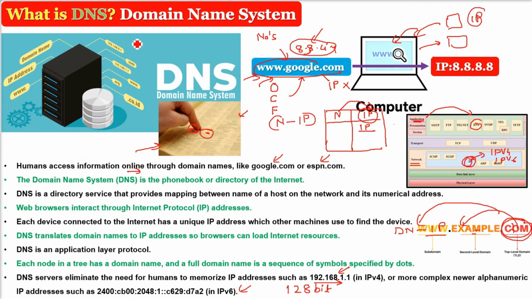Therefore, in the domain name system, we have four servers: the DNS resolver or recursor, then the root name server, then the TLD or top level domain name server, and finally the authoritative name server. The DNS resolver gets the URL and gives it to the root name server. The root name server will tell you, okay, this is .com, so you have to go here.